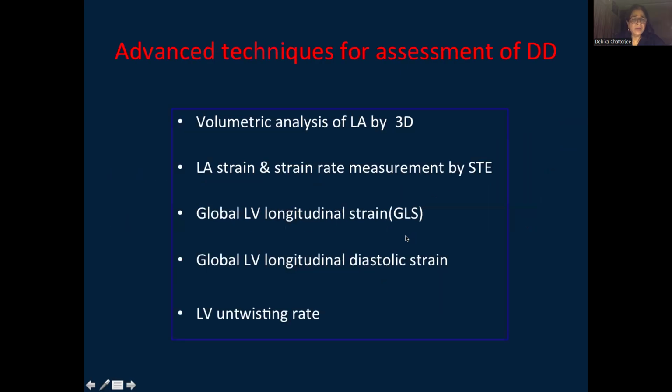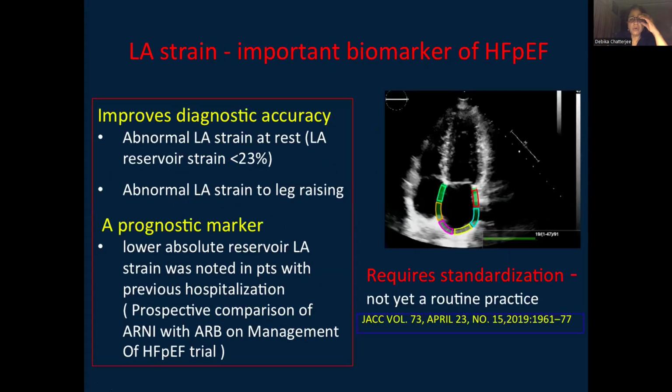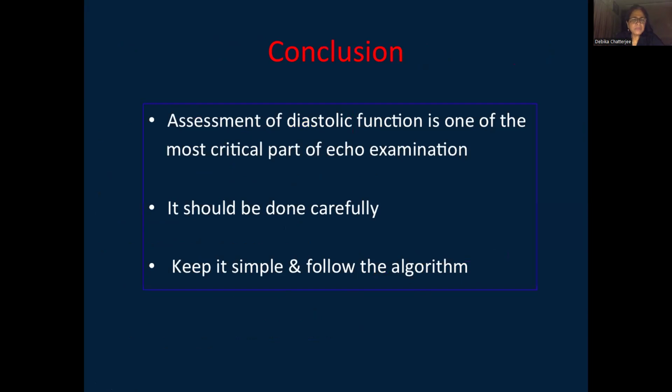Now, these are the methods we use, and there are certain advanced techniques for assessment of diastolic dysfunction, where we do the LA strain. LA strain is an important biomarker of HFpEF. It improves the diagnostic accuracy. It is a good prognostic marker. We look at the reservoir strain. However, at your level, these are taught in the advanced course, so you will learn them during the advanced course.